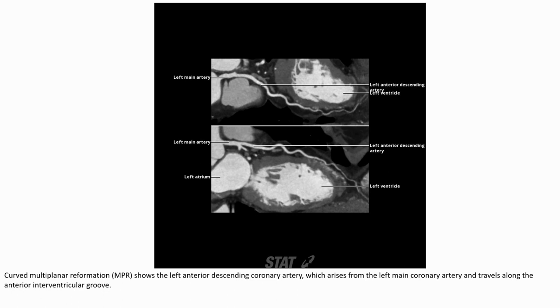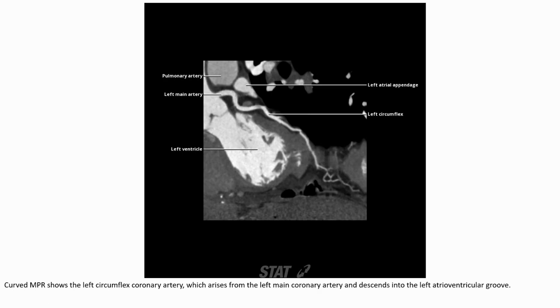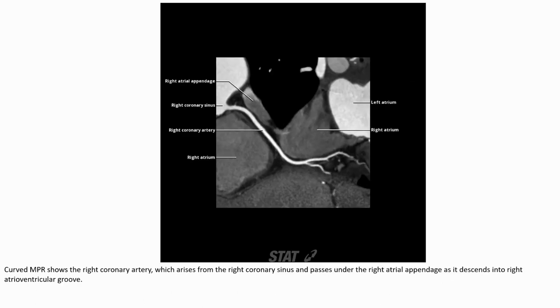Curved multiplanar reformation: the left anterior descending coronary artery arises from the left main coronary artery and travels along the anterior interventricular groove. This image shows the left circumflex coronary artery, which arises from the left main coronary artery and descends into the left atrioventricular groove. This image shows the right coronary artery, which arises from the right coronary sinus and passes under the right atrial appendage as it descends into the right atrioventricular groove. Thank you.